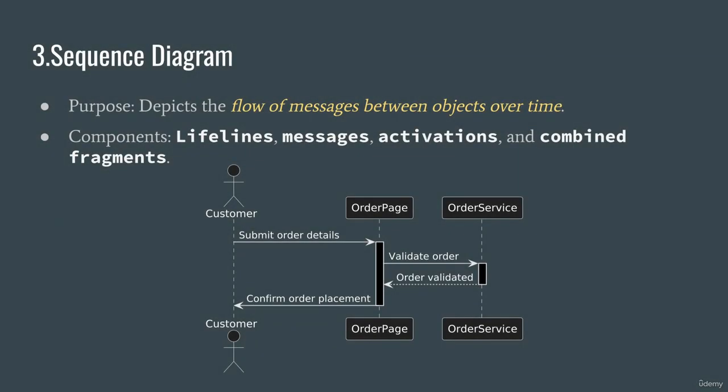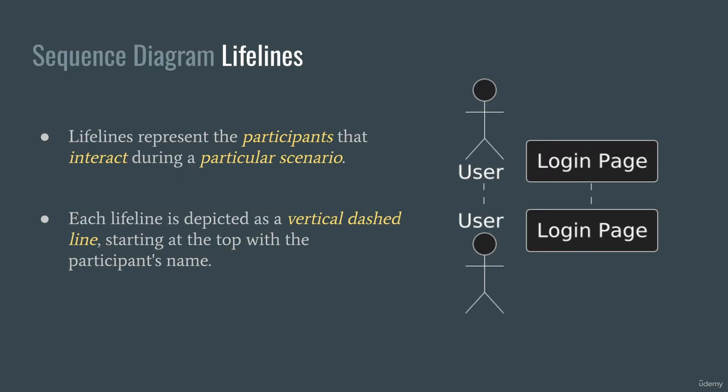Sequence diagrams depict the flow of messages between objects over time. Key components include lifelines, messages, activations, and combined fragments. Lifelines represent the participants interacting in a scenario. Each lifeline is shown as a vertical dashed line, beginning at the top with the participant's name.